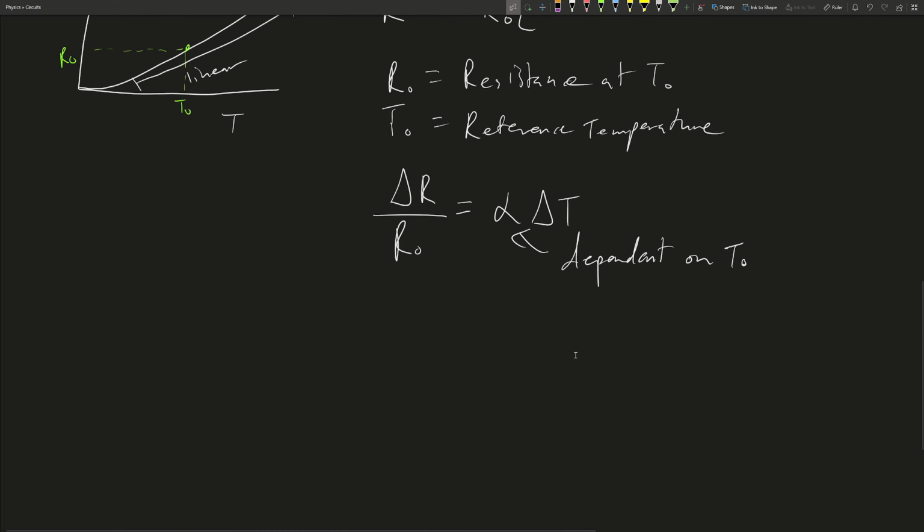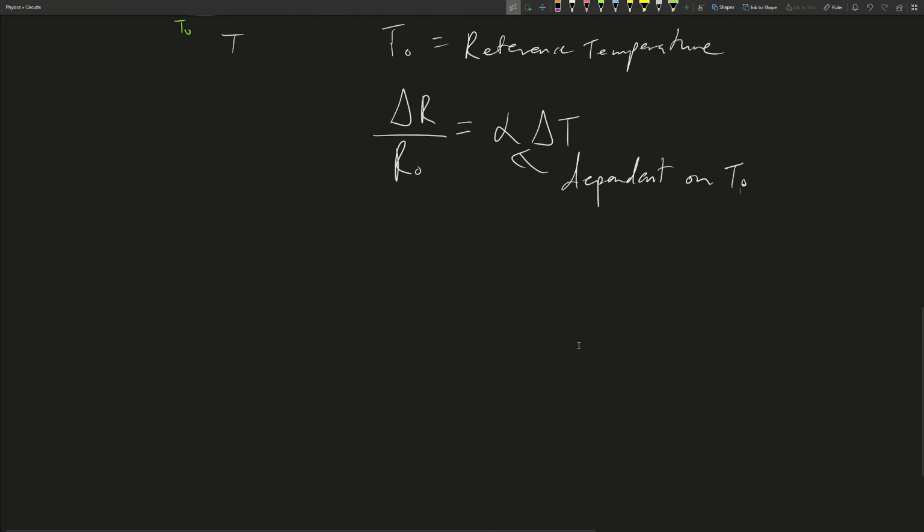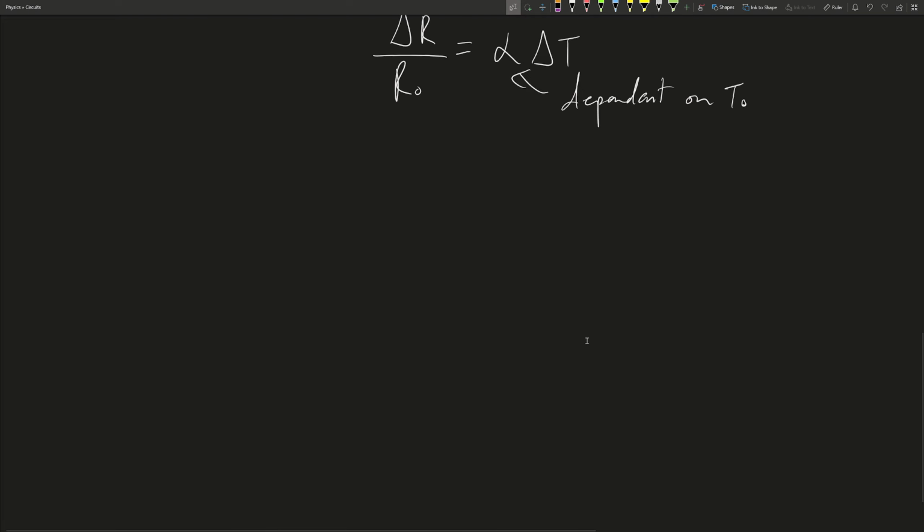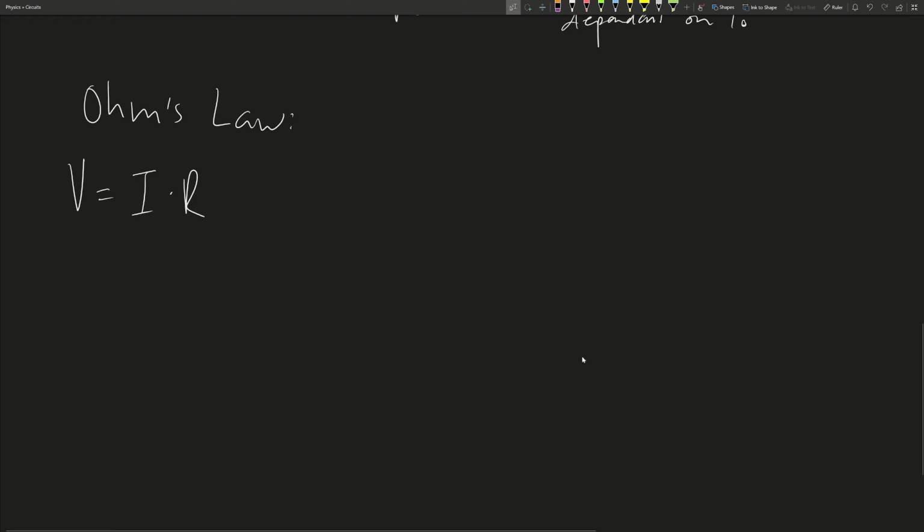Now we can relate resistance, voltage, and current through Ohm's law. Ohm's law is an extremely important equation in circuit analysis, and it states that voltage is equal to current times resistance, and you can rearrange this in multiple different ways. But this relates voltage and current through resistance. So for a given voltage, the amount of current through a material is dependent on the resistance.